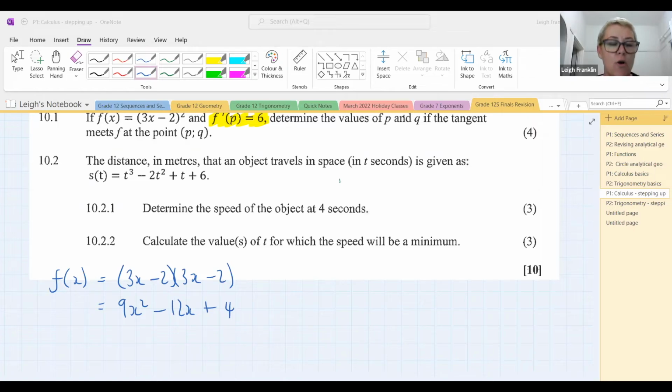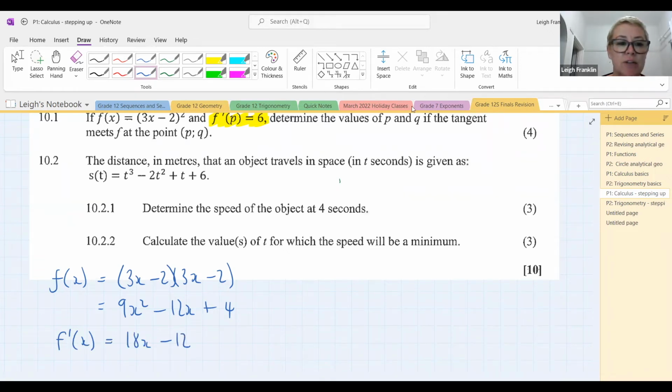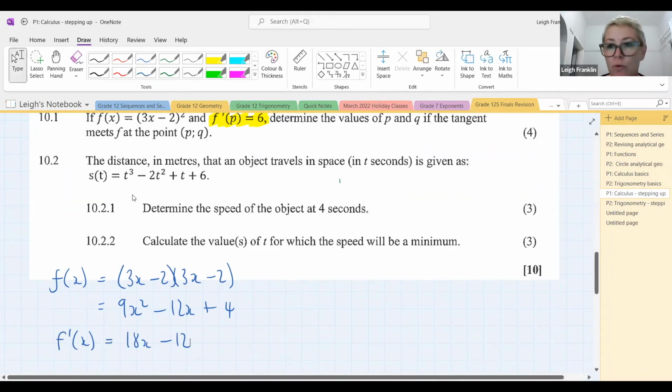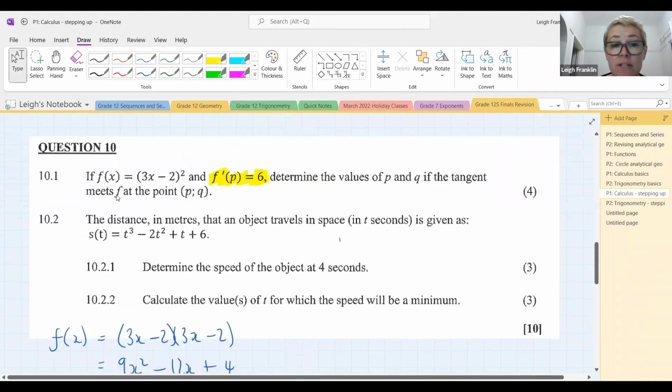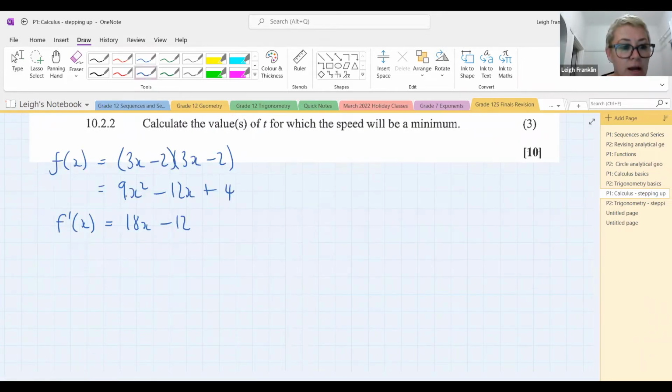All right, and then as Boitshepo had said, the derivative of x is going to be equal to 18x minus 12. At the point P and Q, at the point of tangent C, the gradient is 6. That's what that bit in the yellow that's highlighted means. The gradient is 6 at the point of tangent C. So we're going to make this derivative or gradient equal to 6, so 18x minus 12.